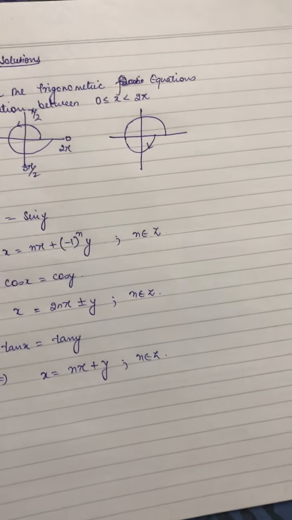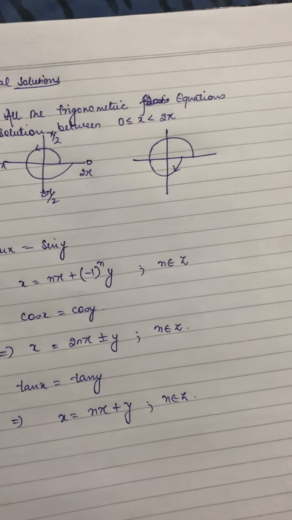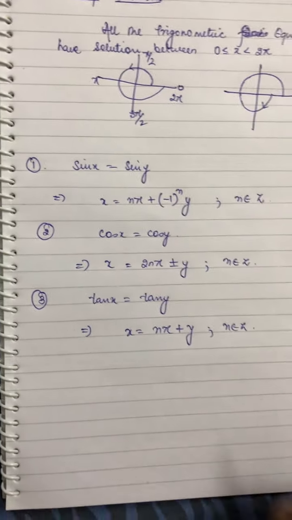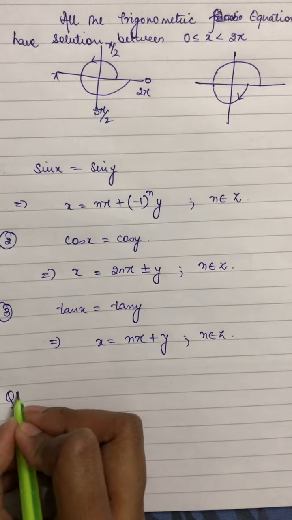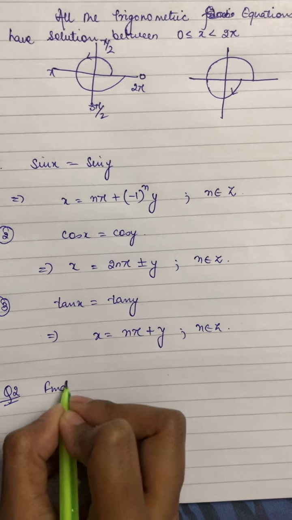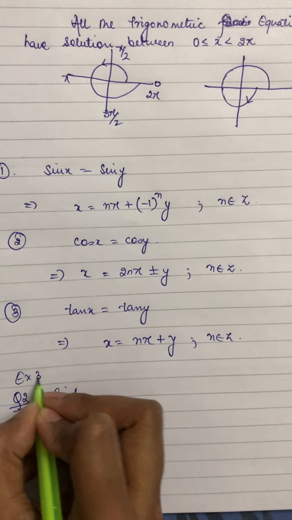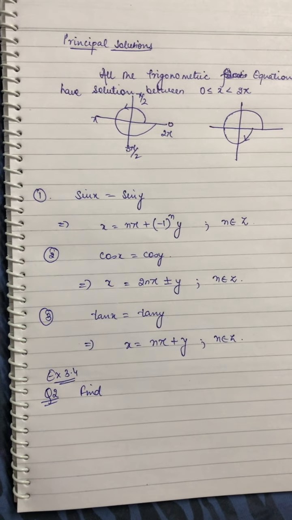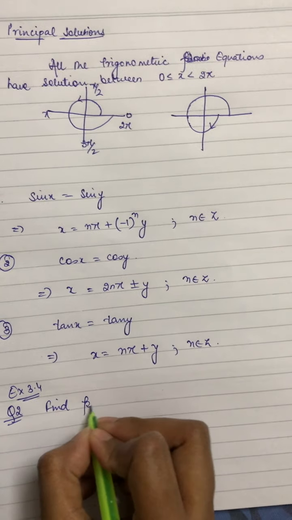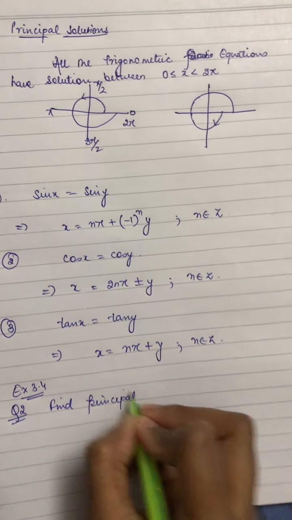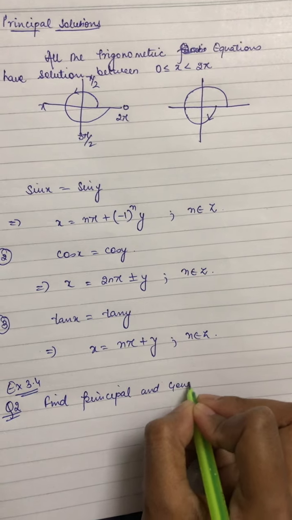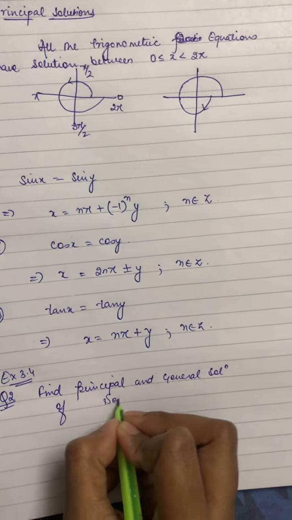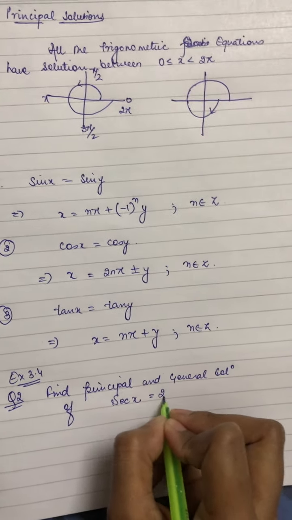So I'll do one question, let me do question number 2 for you, which is for sec. Though I have given this question as homework, I'm just doing it again with you so that you can see whether it's correct or not. Find principal and general solution of sec x is equal to 2.